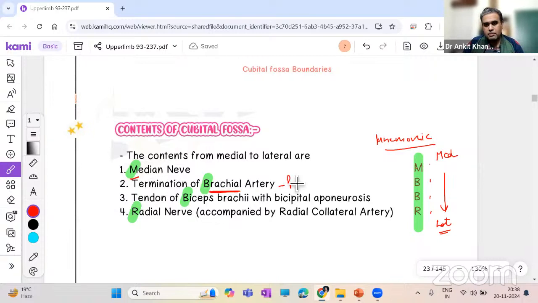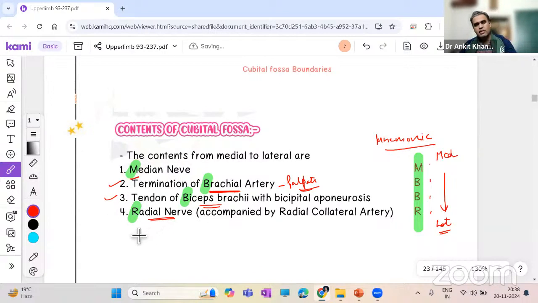This you can palpate, as I told you in a couple of lectures before, how important it is to palpate the brachial artery, because this is one of the most commonly used arteries if you try to calculate the blood pressure. So brachial artery, then lateral to it, you have the biceps brachii tendon. This also you can feel very easily. And the most laterally, you have the radial nerve over here.